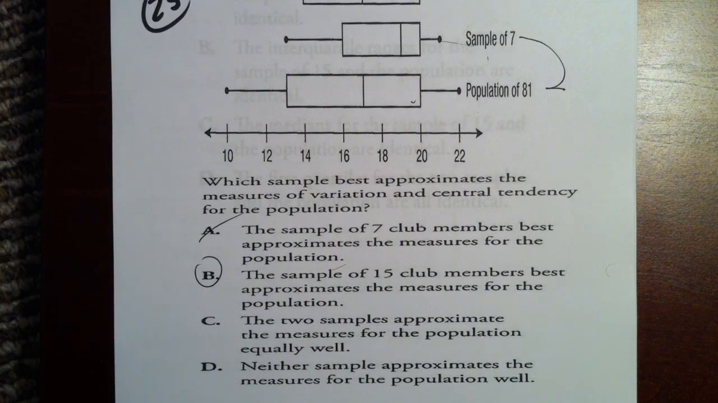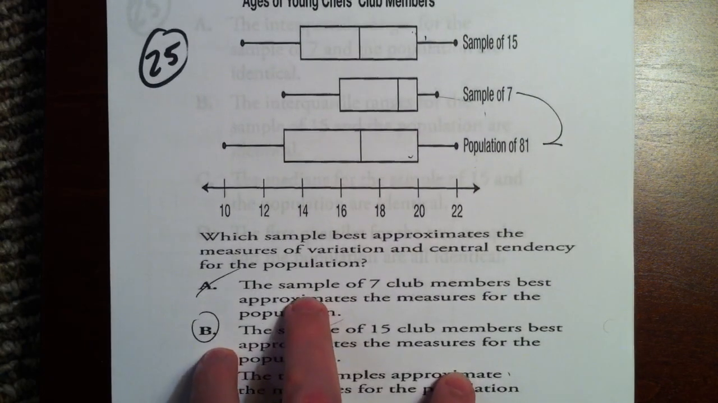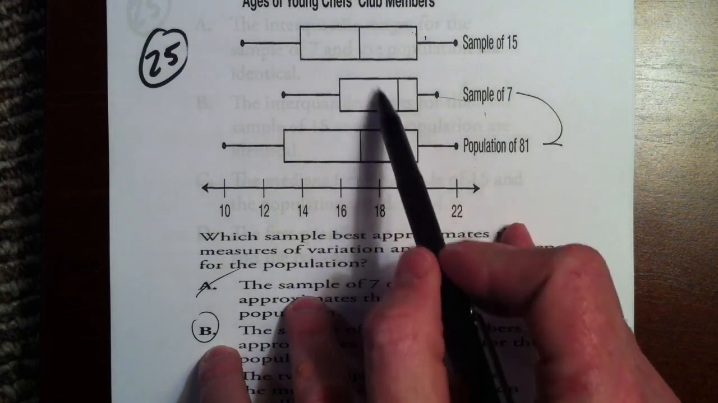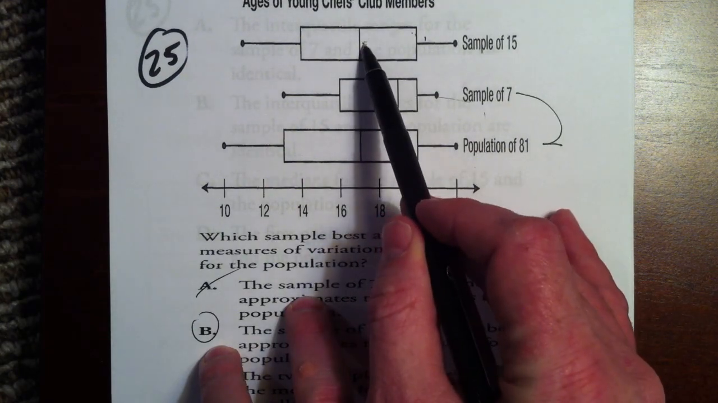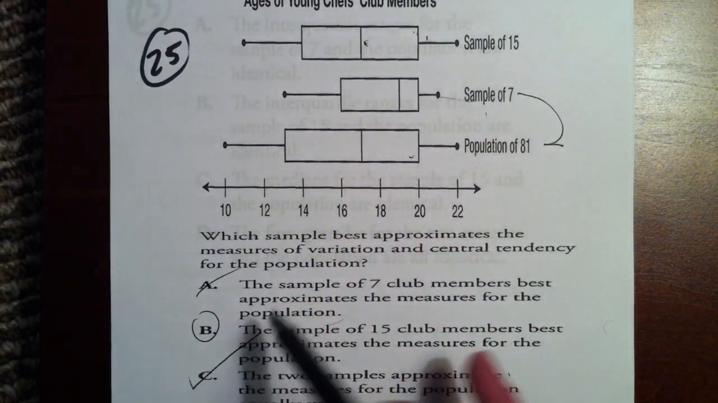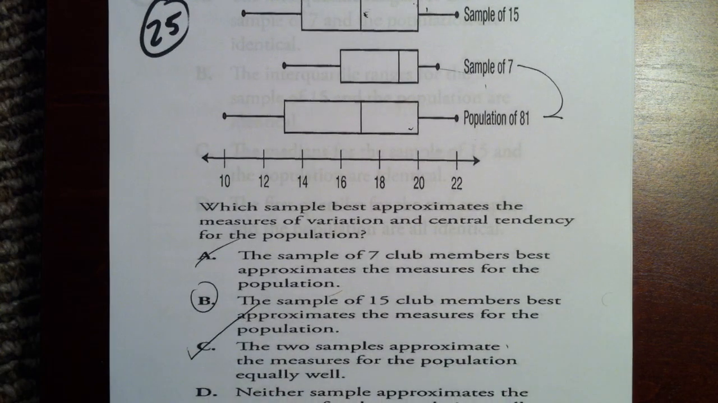The two samples approximate the measures for the population equally well. If you take a look at these two, I think you can tell that these aren't equal. This one is much better, the sample of 15. So let's get rid of choice C. And D, neither sample approximates the measure for the population well.